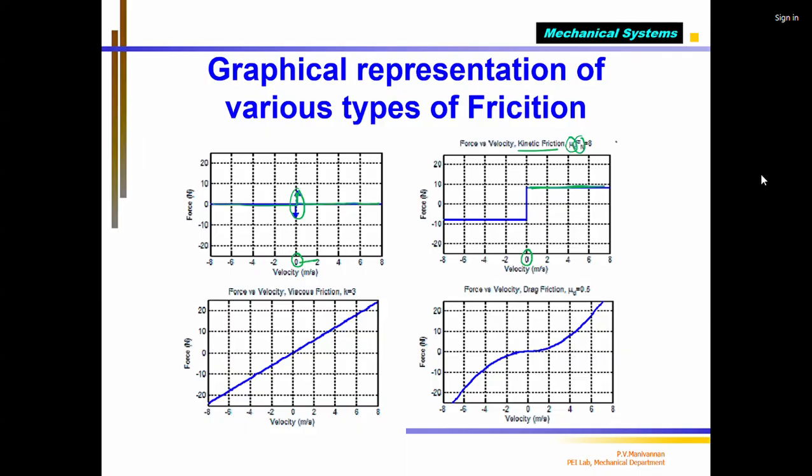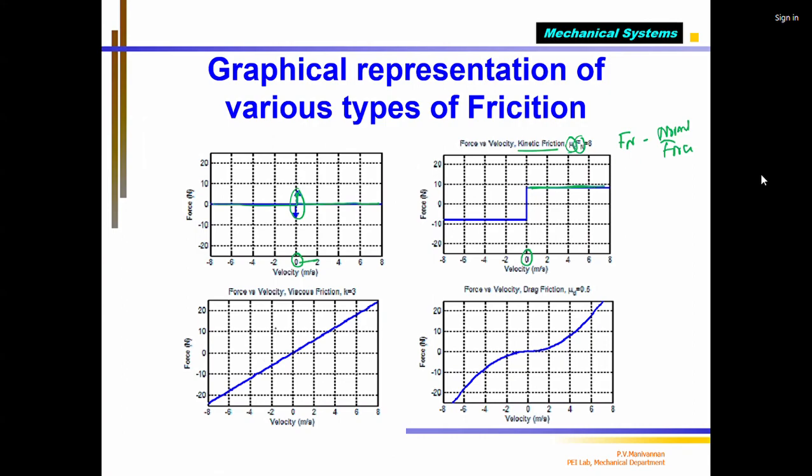Correct? Fn is called the normal force. The normal force acting between the two relatively moving objects is called the normal force, multiplied by mu, which is called the frictional constant. Correct? So you can find it out, but it will be this one.